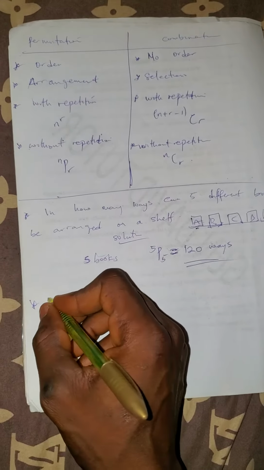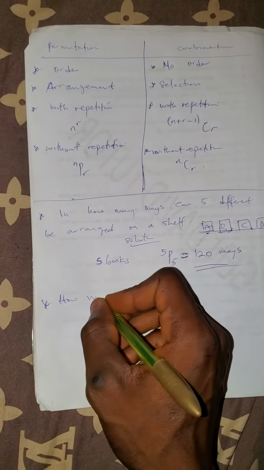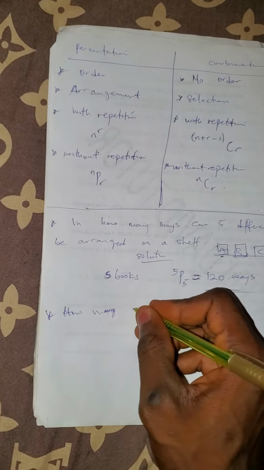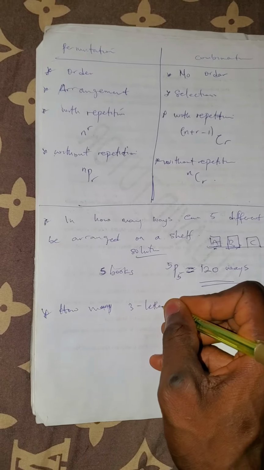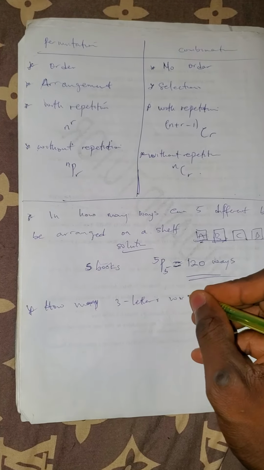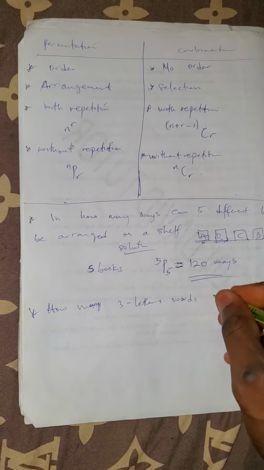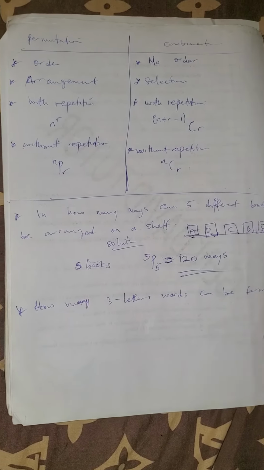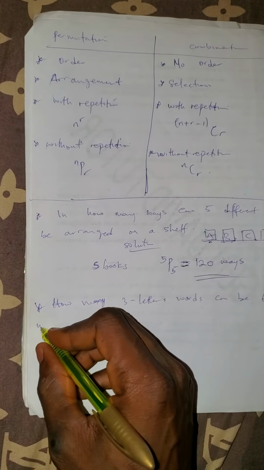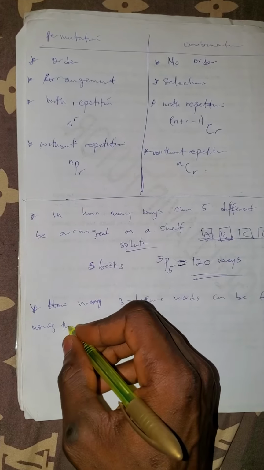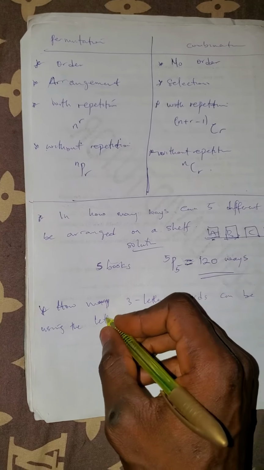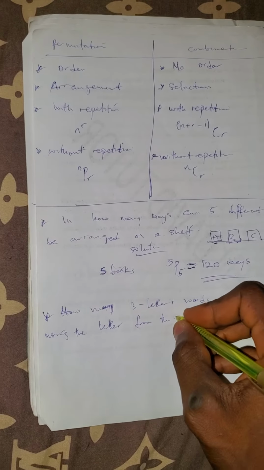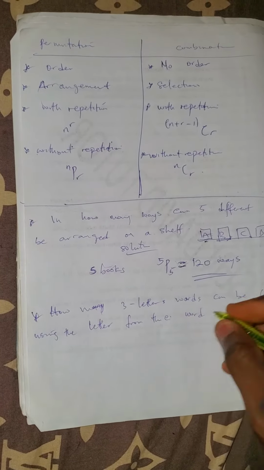Number 2. How many 3 letter words can be formed using the letters from the word table?